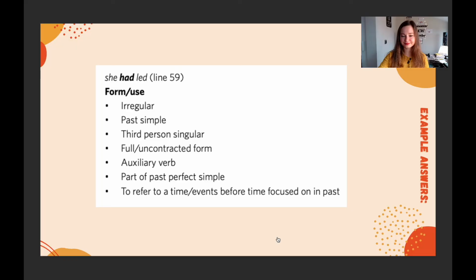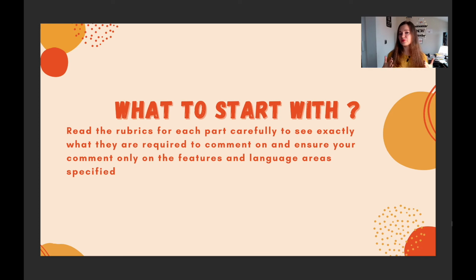All right, now I think it's the right time to understand what to start from. Let's have a look together. First of all, read the rubrics for each part carefully and ensure you comment only on the features and language areas specified. In other words, if you are not asked to talk about the students' problems, don't talk about it. If you're not asked to comment on the use, don't talk about it in your answer because you will not get any mark for that if you are not asked to talk about it.